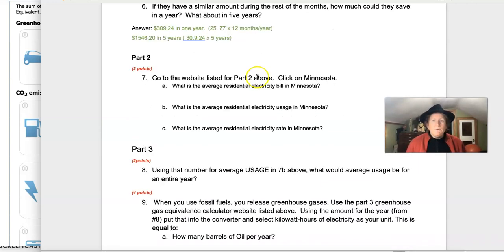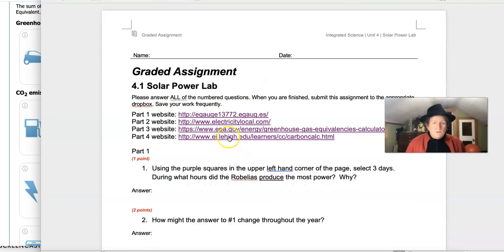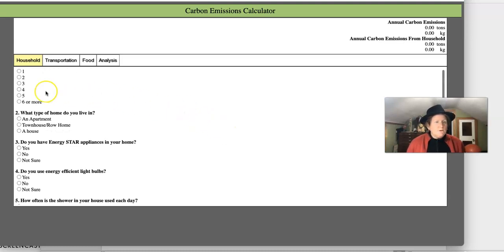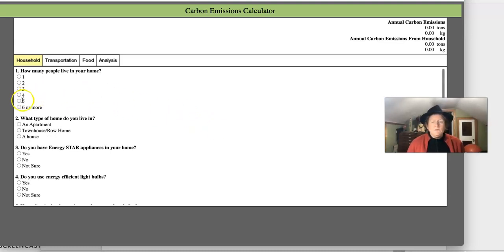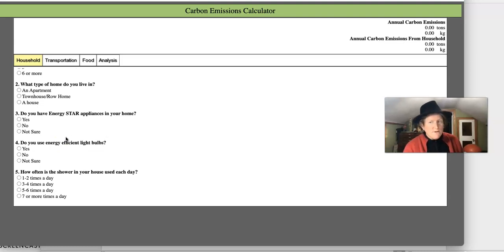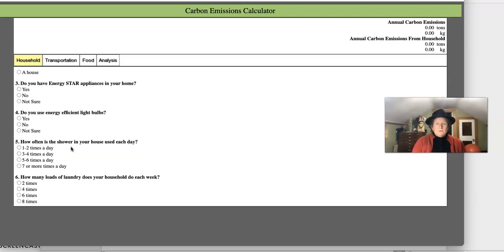So for Part 4, you want to scroll up to the top. You want to grab the Part 4 website, and you want to look at, okay, so how many people live in your household? What type of home do you live in? Do you have Energy Star appliances? Those are very efficient, newer appliances. Do you use energy efficient light bulbs? Are you using the incandescent kind, or are you using the curlicue kind? Or maybe you have LED bulbs that might have kind of a star-shaped thing at the bottom instead of a wire.